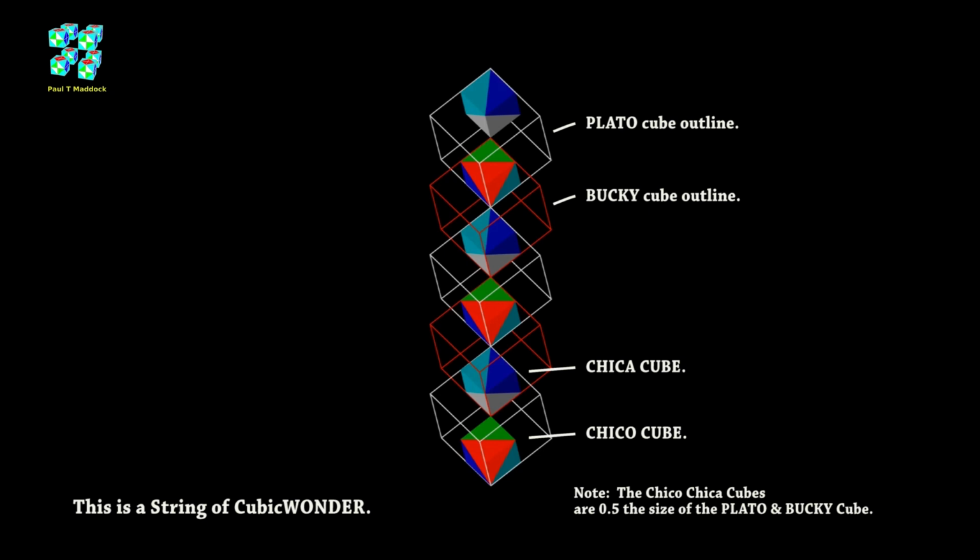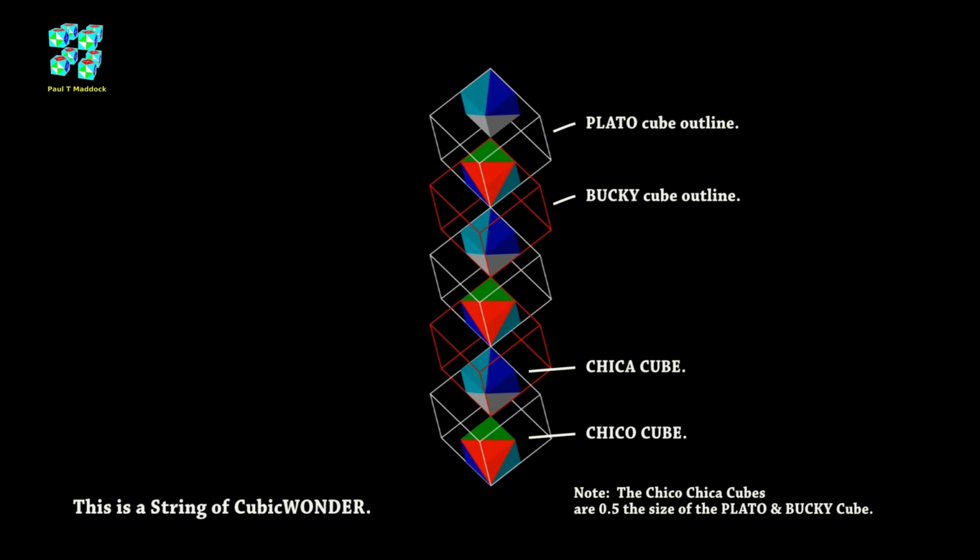Okay, if you look in front, the Plato cube and the Bucky cube are center to center, and they form a string. Now I also show a string of Chico and Chica cubes. These are made up of 5 pieces, and they go vertex to vertex to form a string. Now I showed in my earlier videos that the Chico and Chica divided 1/3 and 2/3.